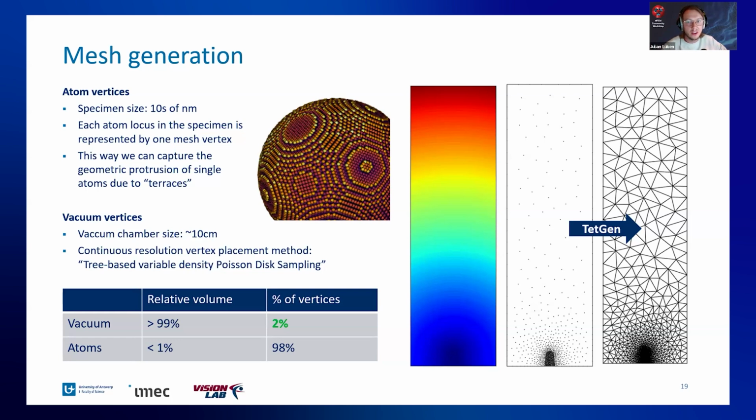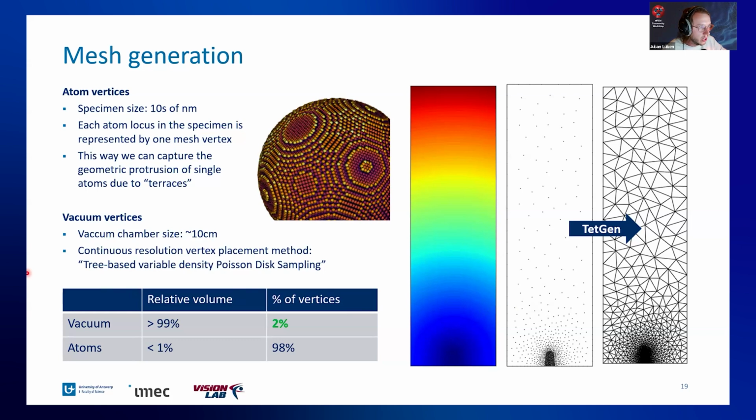But as we go further and further away, we want the resolution of the mesh to rapidly decrease. And so we use this tree-based variable density Poisson disk sampling. That's a mouthful. This method works by enforcing a minimum distance criterion between the vertices, and this minimum distance is a scalar field, which depends on a level set function of the specimen shape. Currently, I just implemented this for implicit shapes, where I can directly specify the level set function.